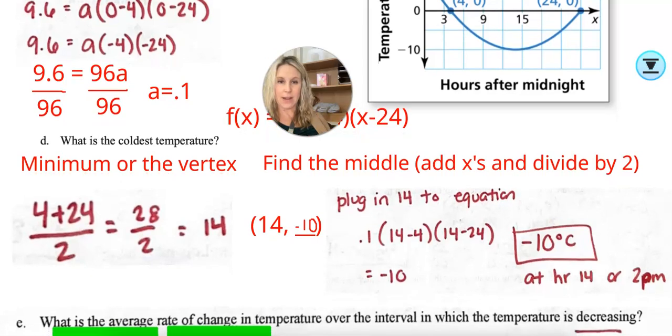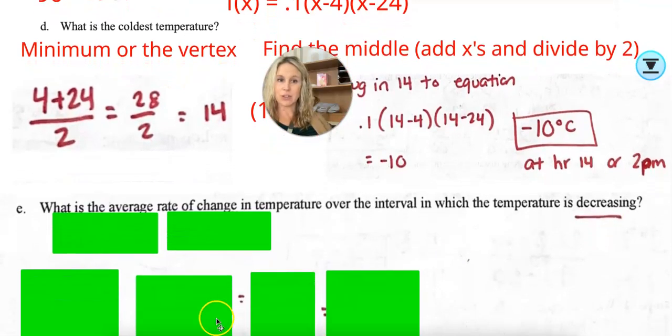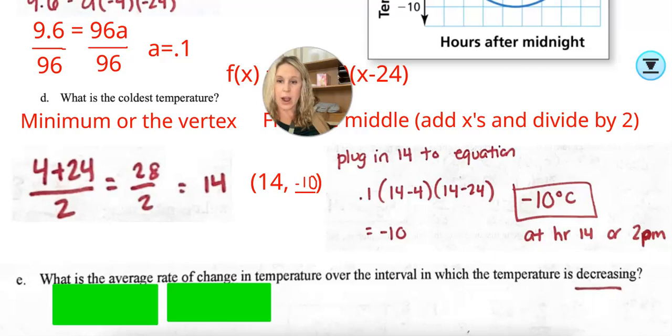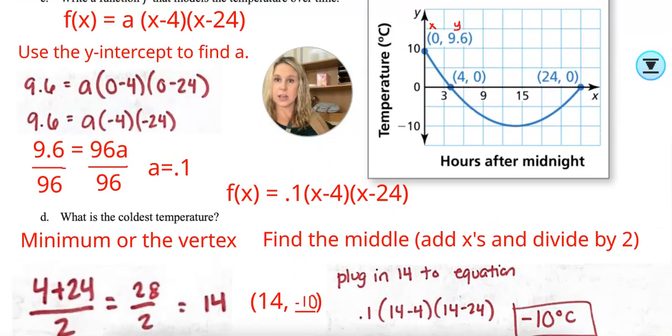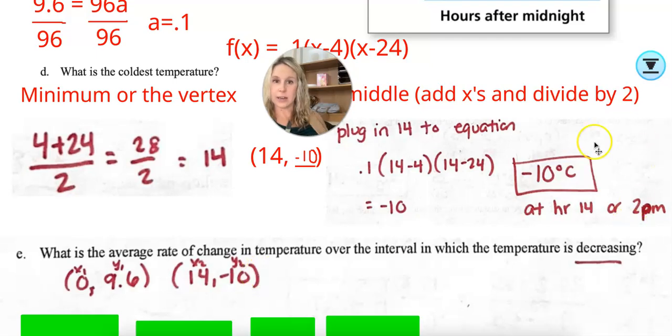But we're going to talk about average rate of change again. So we're going to talk about average rate of change of when the temperature is decreasing, and then we're going to talk about where it is increasing. So if I look back at my graph, the temperature is decreasing. If I trace this graph with my pencil, it is decreasing all the way up until my vertex, which I just found is 14, negative 10. So I'm going to use my y-intercept and my vertex for the decreasing. So my y-intercept was 0, 9.6, and then my vertex was 14, negative 10.